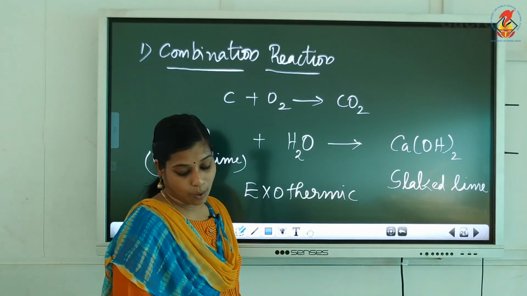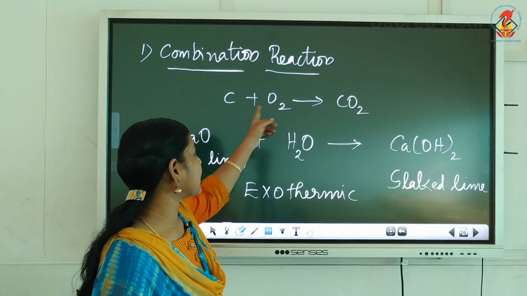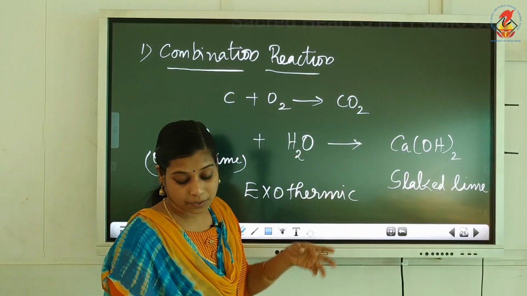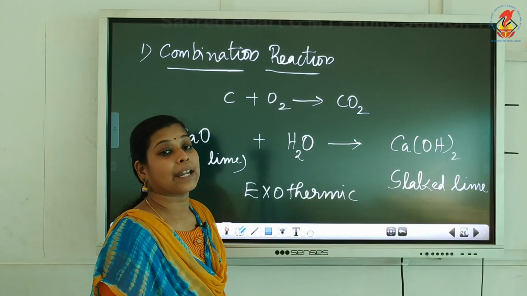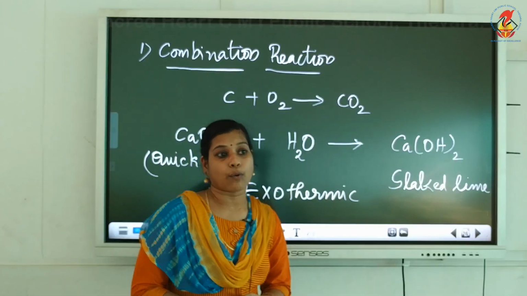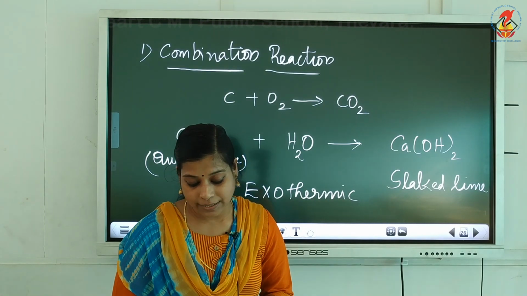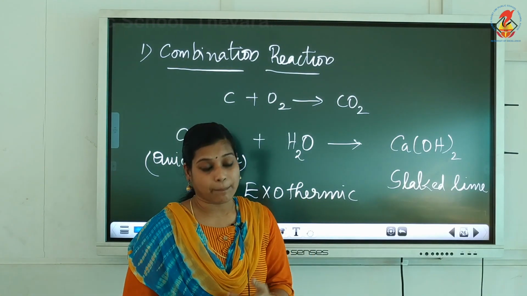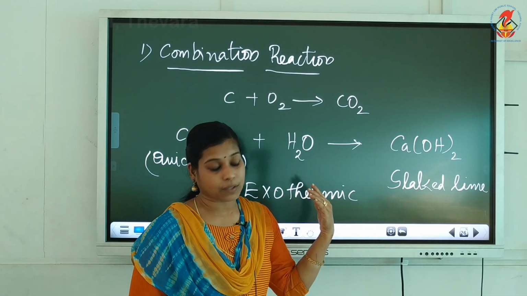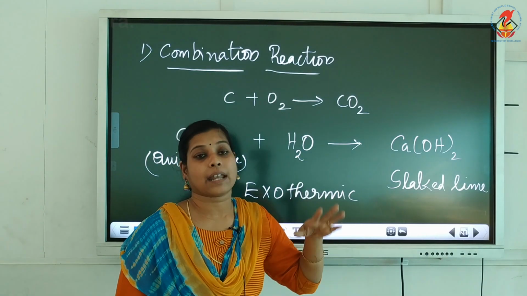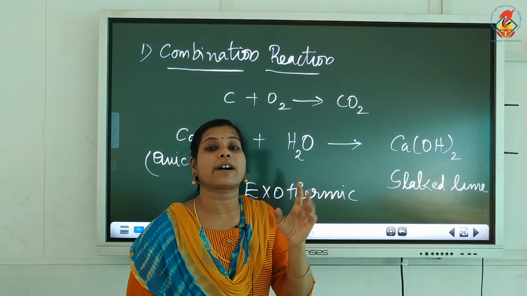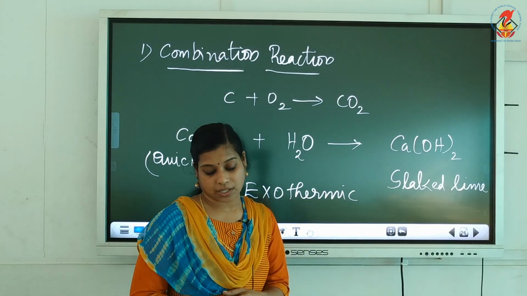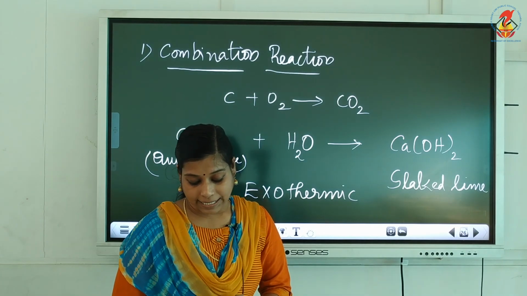Okay, so this is a combination reaction. In the case of carbon and oxygen combining to form carbon dioxide, this is a burning process, and during burning energy is liberated, that we know, right? So burning of natural gas, that is methane, when reacted with oxygen, carbon dioxide and water will be produced. All these burning processes are combinations with oxygen.